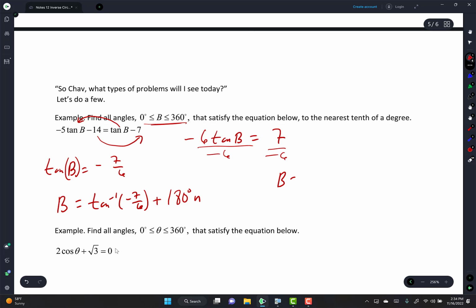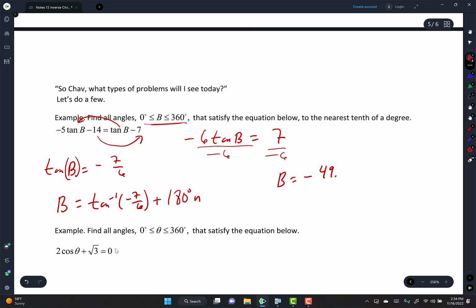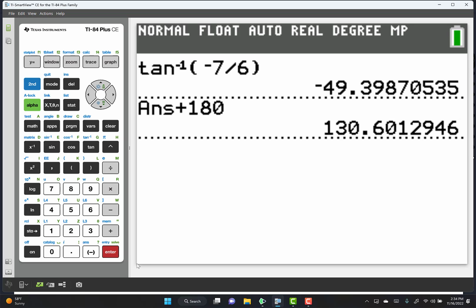So B, this is what you call a general equation. Negative 49.4 degrees plus 180 degrees n. All right, let's find all the answers. B equals negative 49.4 is not in the domain, so all I'm going to do is add 180 to this number. Enter. There it is, 130.6.